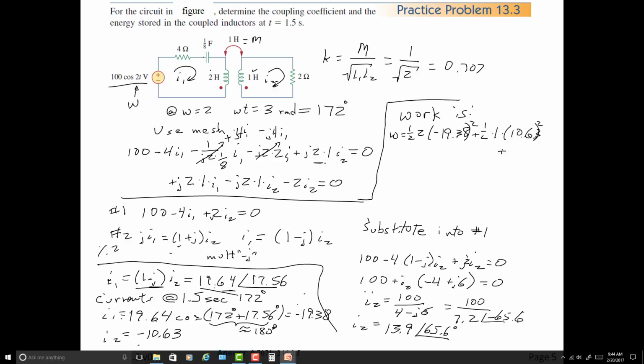Is this plus or is this minus? Well, our dots are in the opposing direction, right? So this is going to be a minus. Our M, which is 1, times the product of the currents. So that's minus 19.63 times minus 10.63, right? So let's just look at the contributions here.